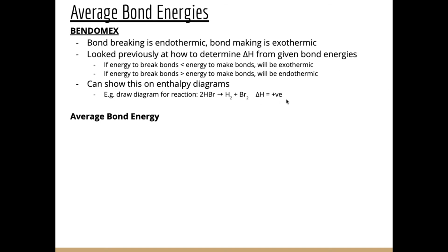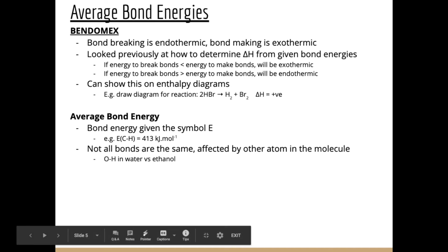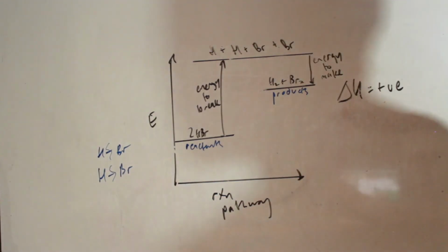One thing that we didn't discuss is the idea that we're talking about an average bond energy when we're talking about bond energies. So the bond energy is given the symbol E. For example, this is showing us the energy of a carbon-hydrogen bond is 413 kilojoules per mole. But not all bonds are the same. They are affected by other atoms in the molecule. For example, the OH bond.